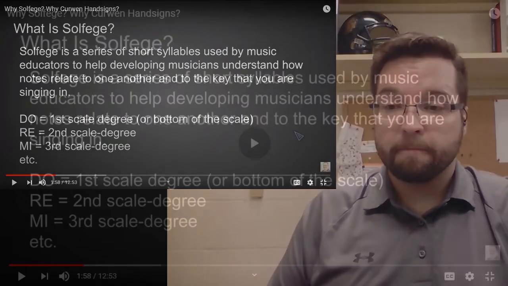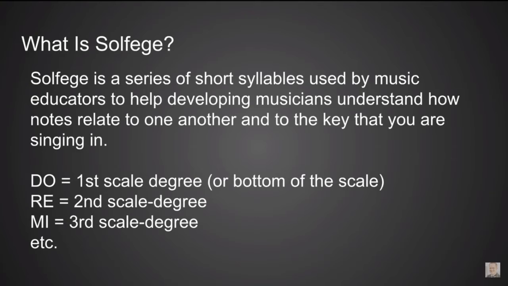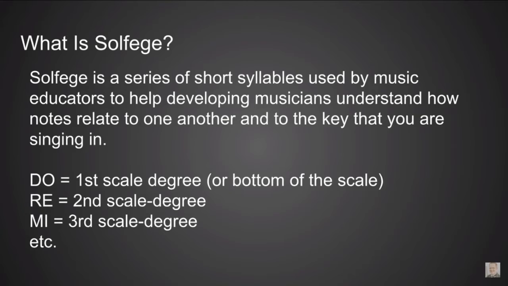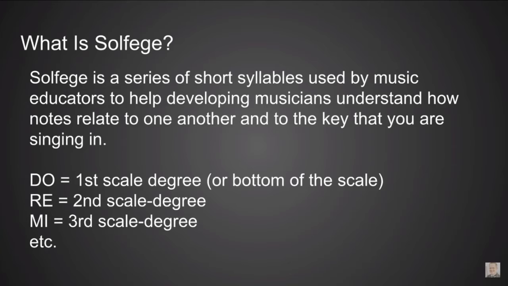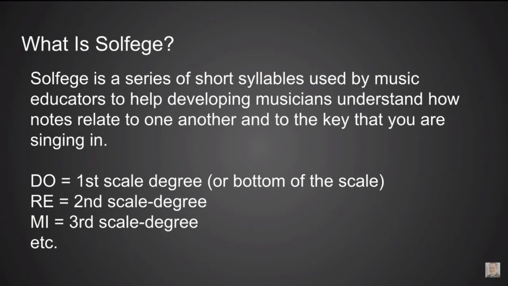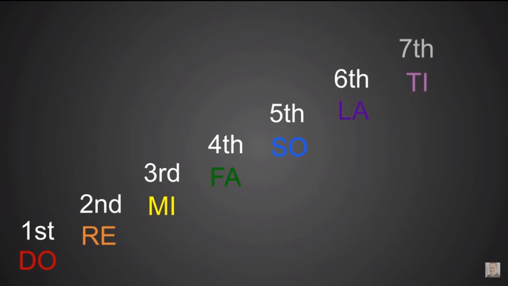So let's keep going. Solfege uses syllables used by music educators to help developing musicians understand how notes relate to one another and to the primary key that you are singing in. For example, do would be related to the 1 that I just described. Re would be the second note of the scale. Mi, the third note, etc. Do, re, mi, fa, sol, la, ti, do.